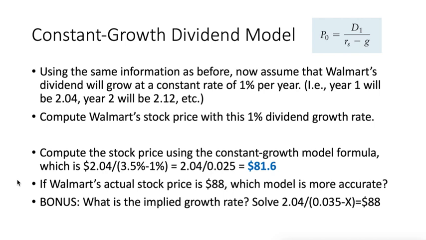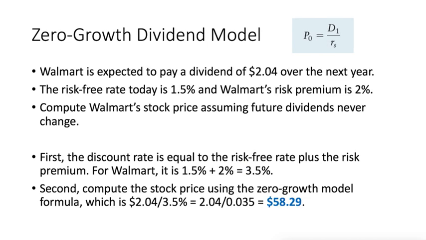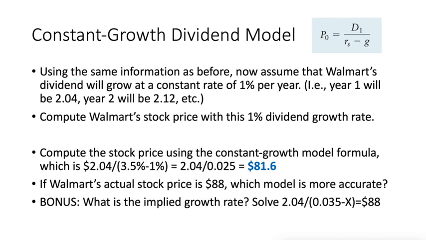If we observe that Walmart's actual stock price is $88, which model is more accurate, the zero growth dividend model or the constant growth dividend model? Remember, the zero growth model came to $58, and the constant growth stock price came to $81.60. So the constant growth dividend model is more accurate in this case. Also, if you want to get specific about the growth rate, you can back out the implied growth rate by filling in $88 for P and leaving g as an unknown and solving for it.